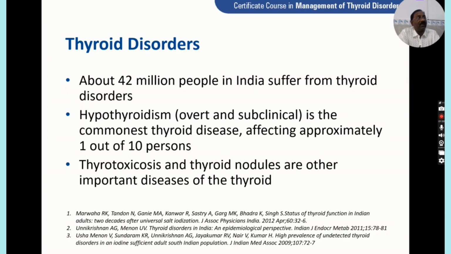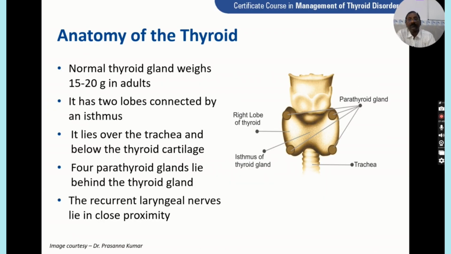And of course, not only hypothyroidism, we also have some cases of hyperthyroidism, that is thyrotoxicosis, thyroid nodules, and sometimes thyroid carcinoma. So these four are the very important disorders: hypothyroidism, hyperthyroidism, nodules, and carcinoma of the thyroid.